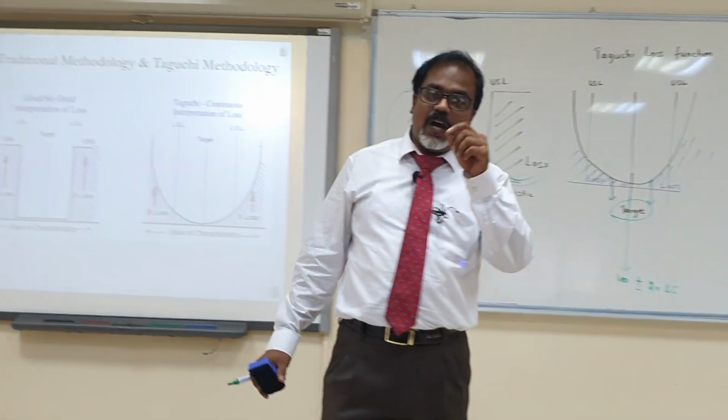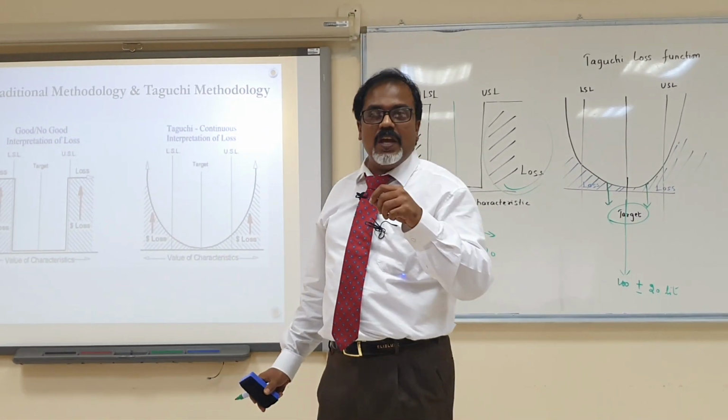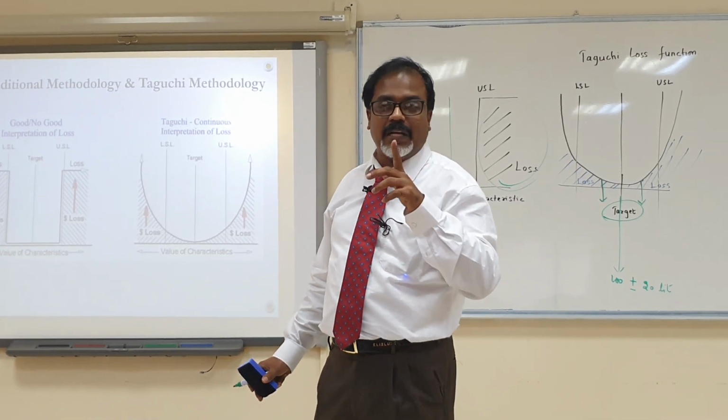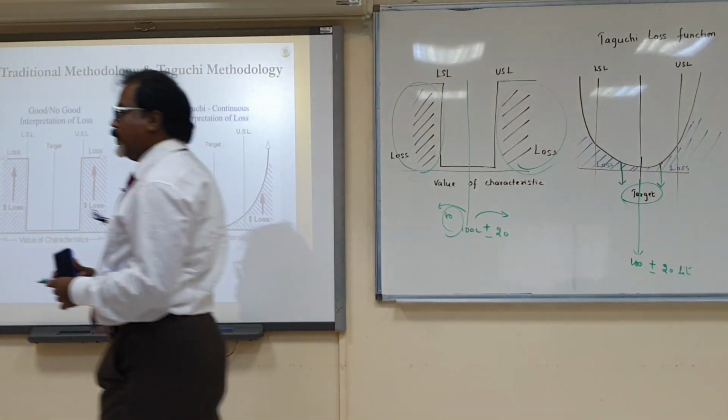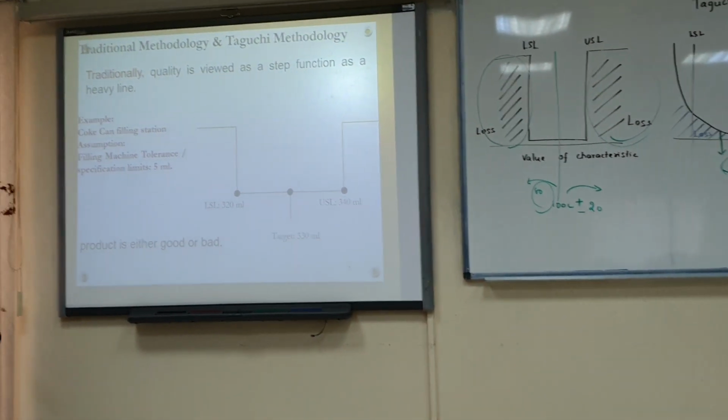So this is what we are going to calculate: how much loss will be incurred when you deviate from the target. This is what Taguchi found. Okay, so you will see here the traditional methodology.